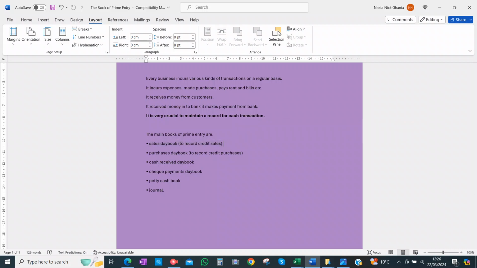Sometimes credit and cash sales are written together in one daybook. One column is added for type, and then it becomes cash sale, credit sale and bank sale.